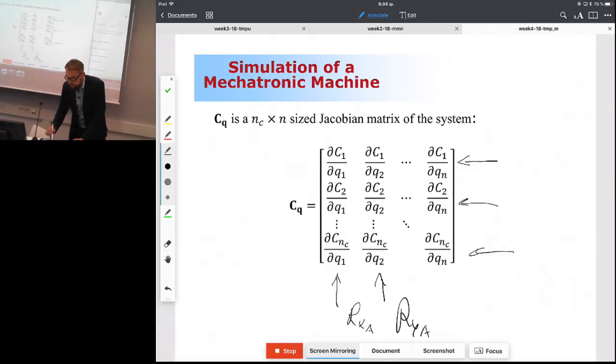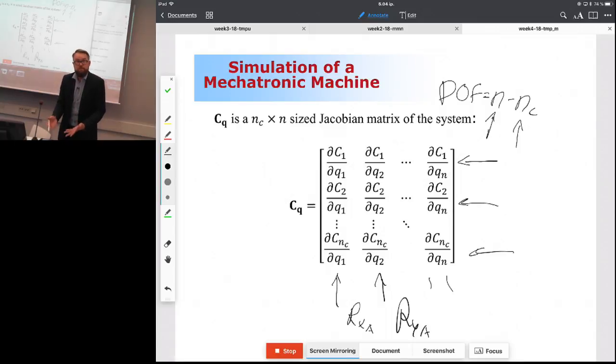Now, based on the dimension of the Jacobian matrix, I can already tell the number of degrees of freedom. How is that possible? It's possible because the number of columns is equal to the number of generalized coordinates. Remember that the number of degrees of freedom is computed as n minus nc. The number of columns is equal to the number of generalized coordinates, so it gives me this value here. The number of rows is equal to the number of constraint equations, which gives me this row here.